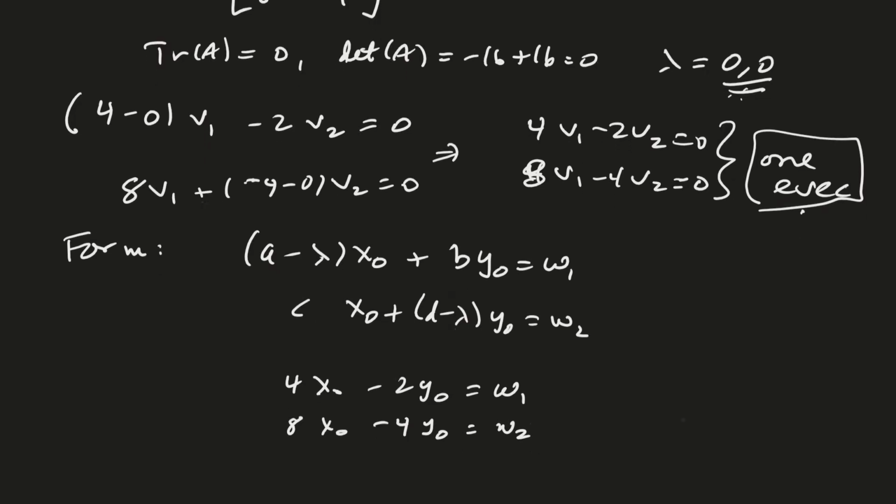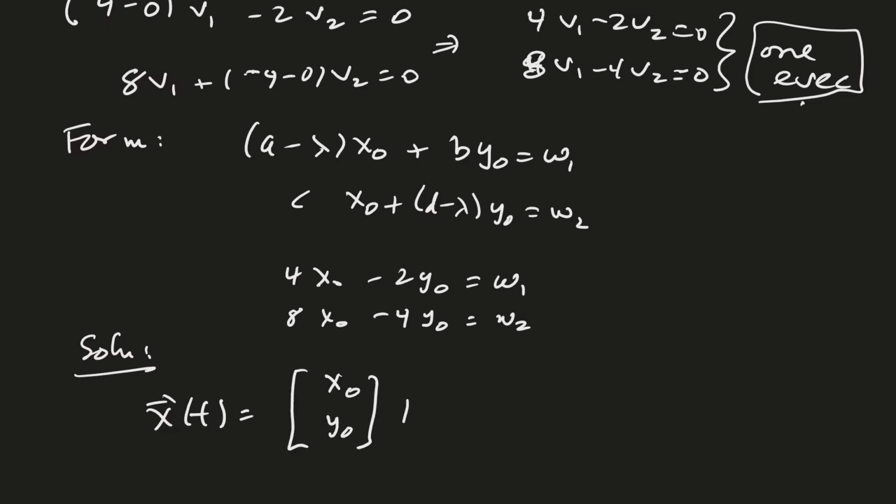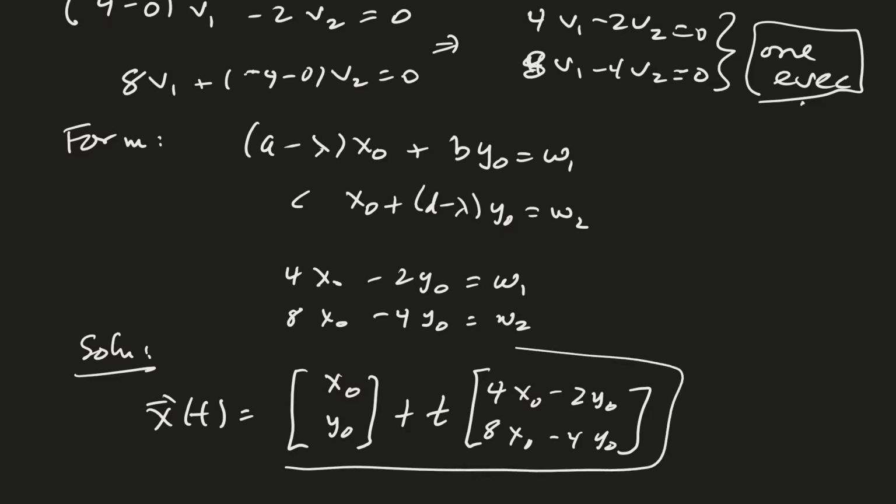And so then our solution is going to be x of t equals e to the 0t, which is just a constant, times our (x0, y0), plus t times our w, which now is (4x0 minus 2y0, 8x0 minus 4y0). Okay, so this is our solution.